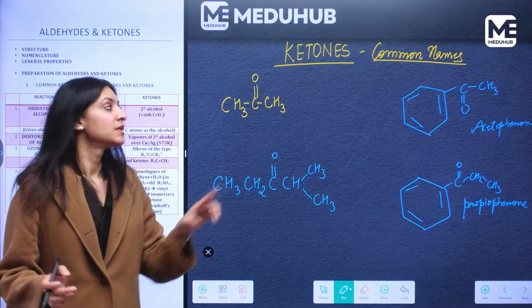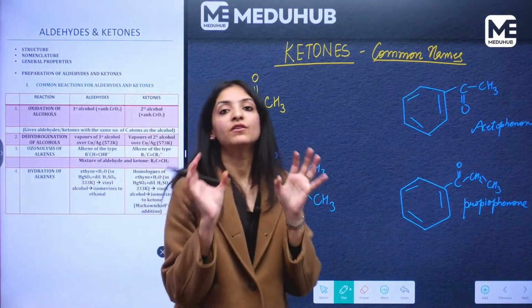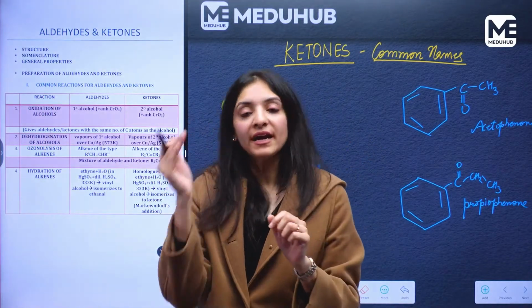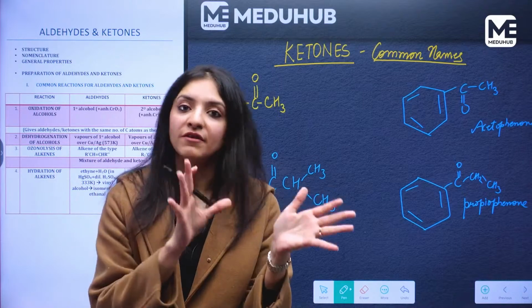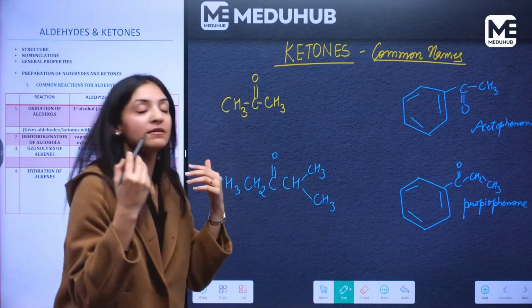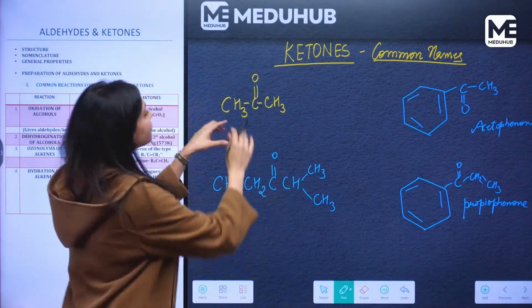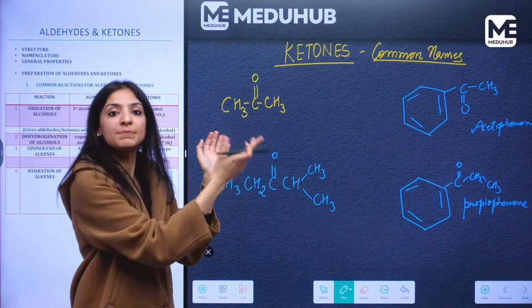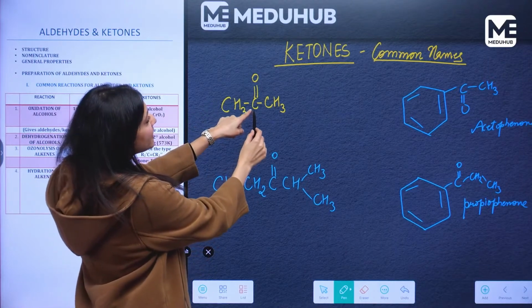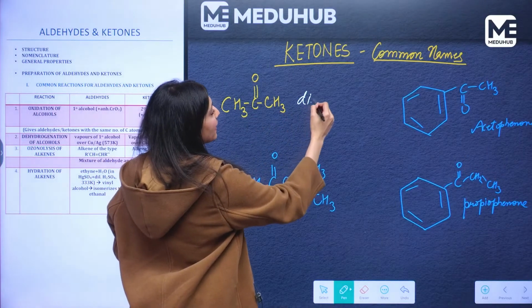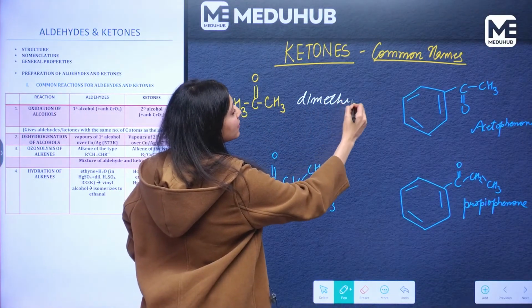Now what about ketones? Ketones have 2 alkyl or aryl groups on both sides of the carbonyl carbon. So either both the alkyl or the aryl groups can be same or they will be different. If they are same, they are called simple ketones. If they are not same, it's called a mixed ketone. So if there are 2 different groups, it's a mixed ketone. If there are 2 same groups, it's called a simple ketone. So this one is a simple ketone here, and the common name of this would be dimethyl ketone.